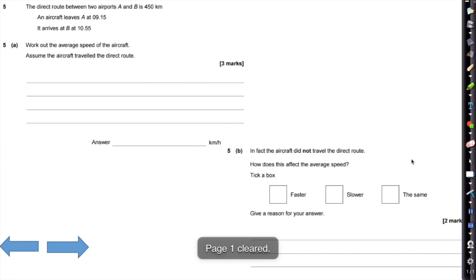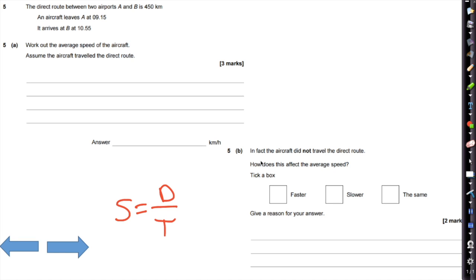So if you had the aircraft not traveling the direct route, then what this means is that with your speed is distance over time calculation, if it doesn't travel the direct route, then the distance has increased. So if our distance has increased, but our time has stayed the same, because it turns out that the aircraft didn't travel the direct route, so it actually went further.